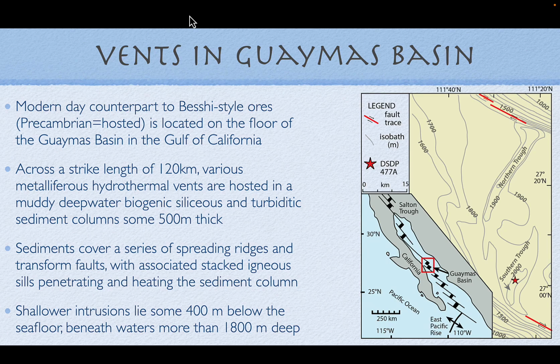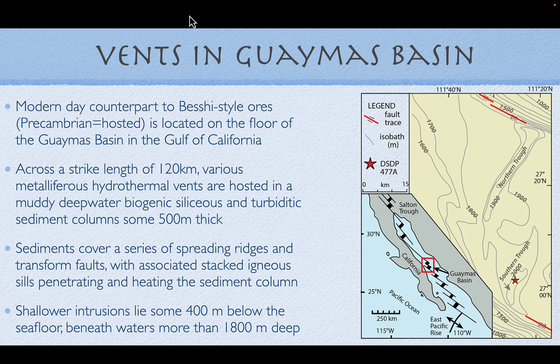So across a strike length of something like 120 kilometres, there are a variety of metalliferous hydrothermal vents that are hosted in what are siliceous biogenic diatomite siliceous oozes along with turbidites. And that sediment column, the hosting sediment, is about 500 metres thick.